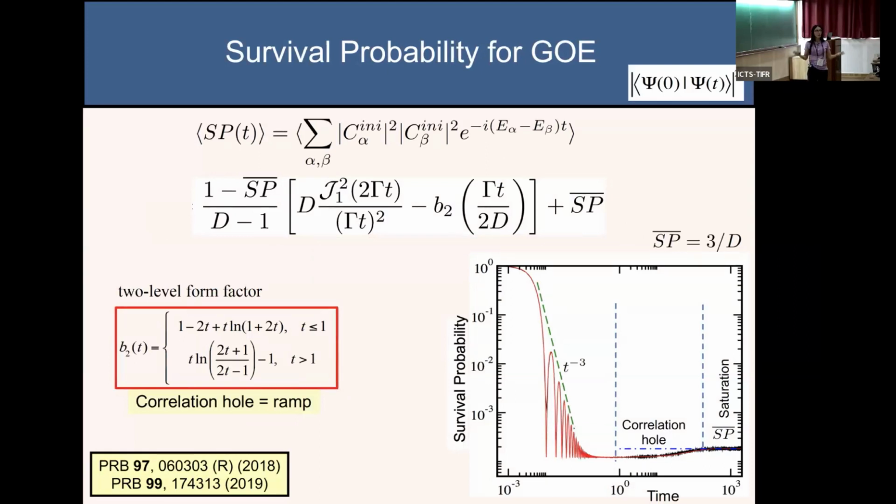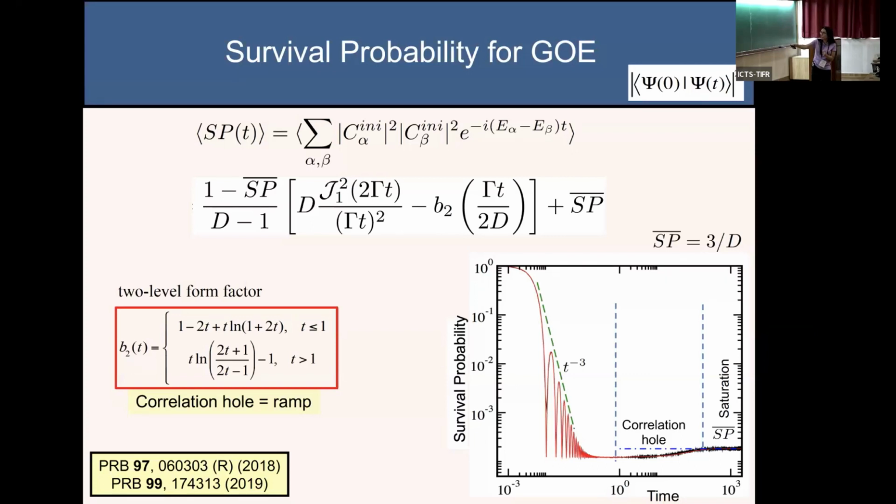Random matrices, correlated eigenvalues. This is the expression that describes the whole evolution under random matrices, and we are showing it here with this red line, and black is the numerics. So what do we have in this equation? This bar here is indicating the saturation, the plateau, 3 over the dimension. This is a result from GOE, random numbers. This B2 is the two-level form factor, describing the correlation hole. And what we see before is described by this part here. This is a Bessel function of the first kind.